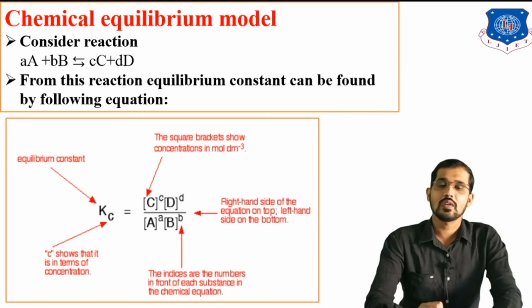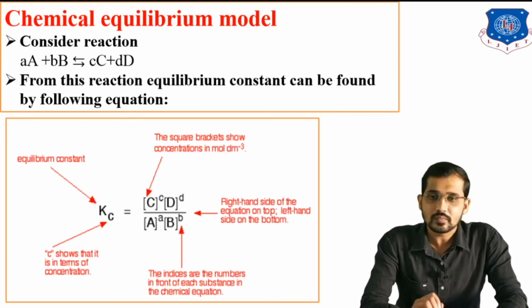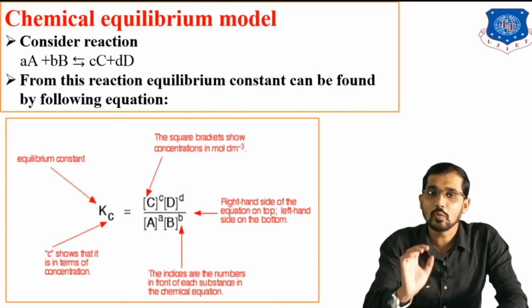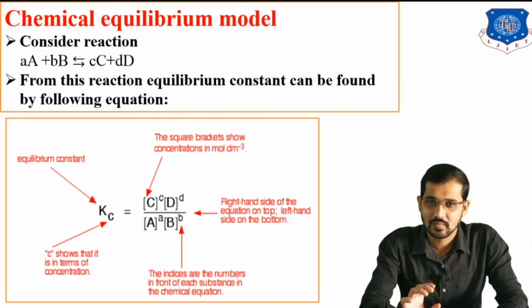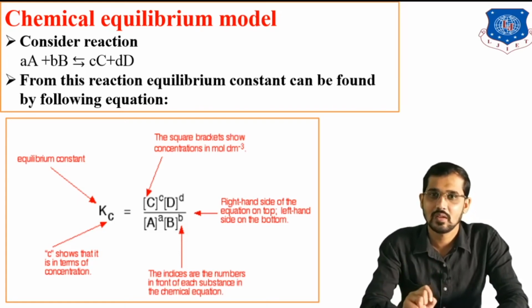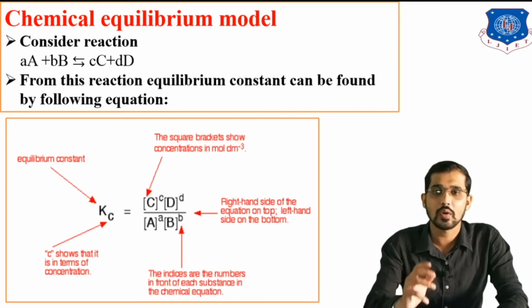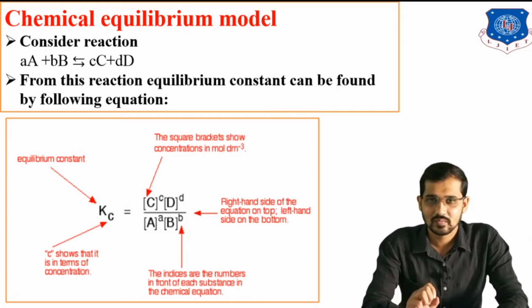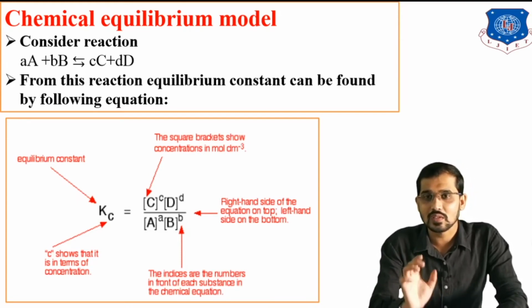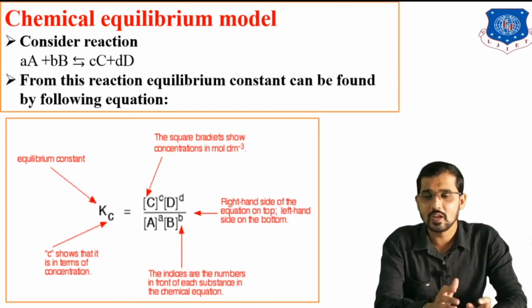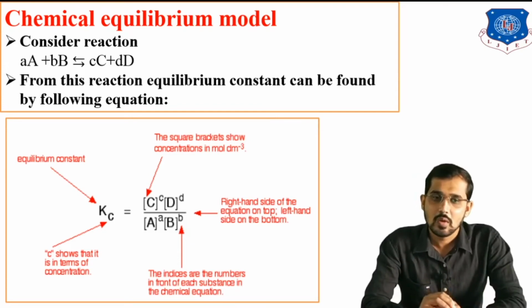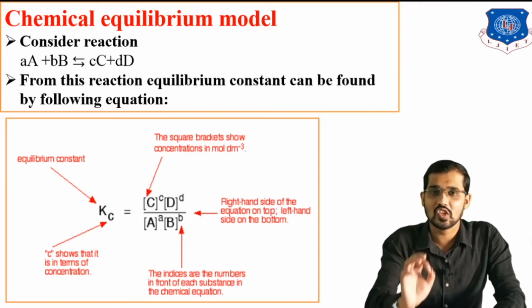Now we will see the next one, that is the chemical equilibrium model. In this model, we have to develop the equilibrium constant, that is Kc, as you can see on the screen. In the chemical equilibrium model, we are going to write the equation for Kc, where we write the concentration of the products divided by the concentration of the reactants. But for that purpose, you should know the reaction.